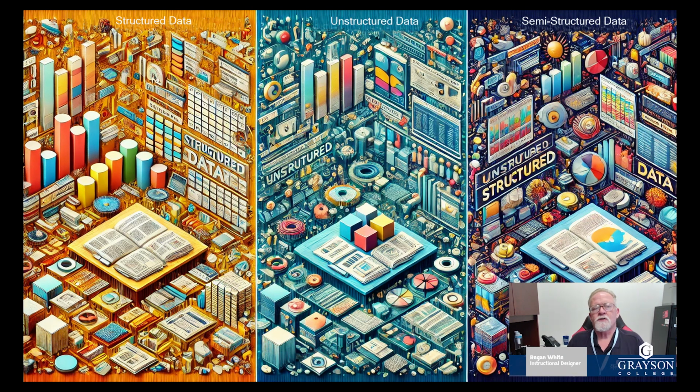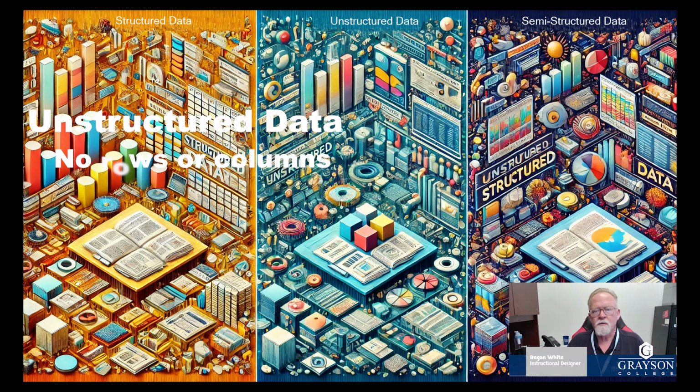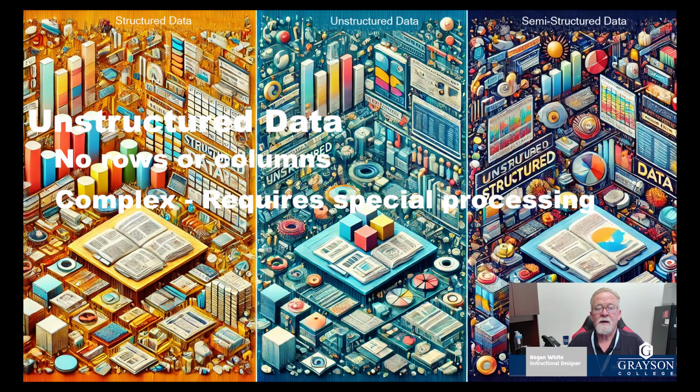Next, we have unstructured data. Unlike structured data, unstructured data doesn't neatly fit into rows and columns. It's more complex and varied, often requiring advanced processing techniques to analyze. Examples of unstructured data include text documents like articles, reports, social media posts, multimedia files like images, audio and video recordings, email, that would be the content of email messages. Unstructured data is rich in information but can be challenging to manage due to its lack of a predefined format.